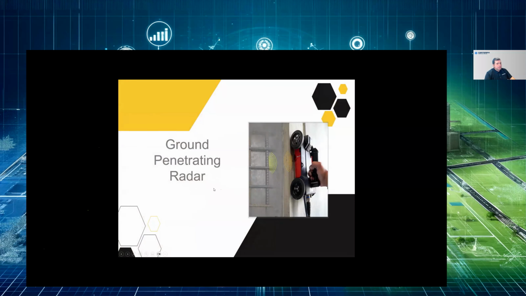Here is the ground penetrating radar. As I said, it's used to detect rebars within walls. Contractors, if they want to punch holes or create new conduits in concrete walls, don't want to hit rebars. So they use this technique to locate the rebars in the walls.